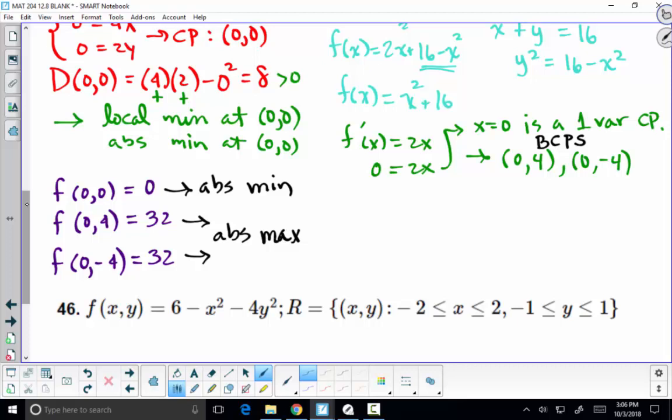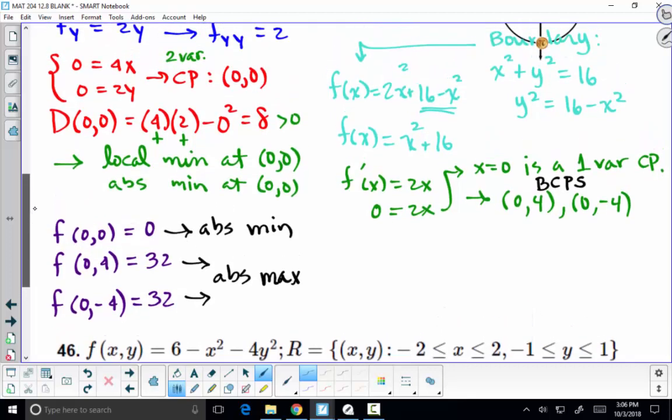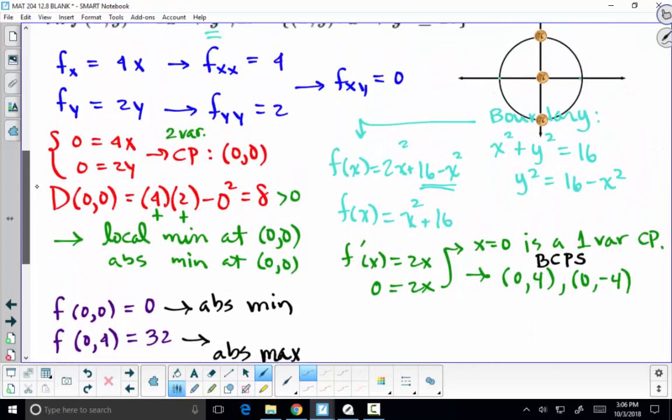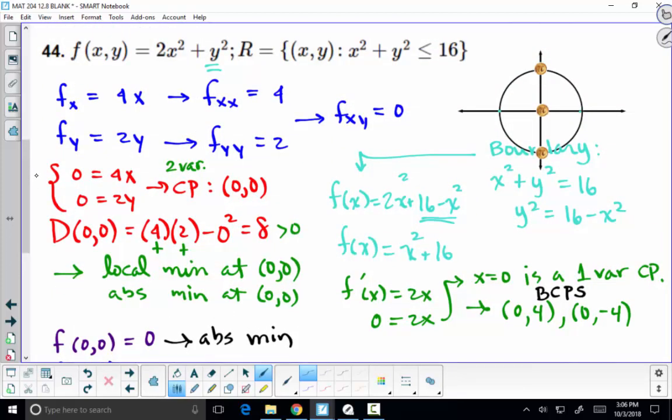I got 16. You plugged it into x squared. Did I plug in the wrong ones? Because if you plug 0 into the x function, you get 16, right? Where did I get 32? Go to the original function. There it is. You still get 16 when we plug in 0, 4. Something is wrong. The 32 is gone now, too. Where'd the 32 go?